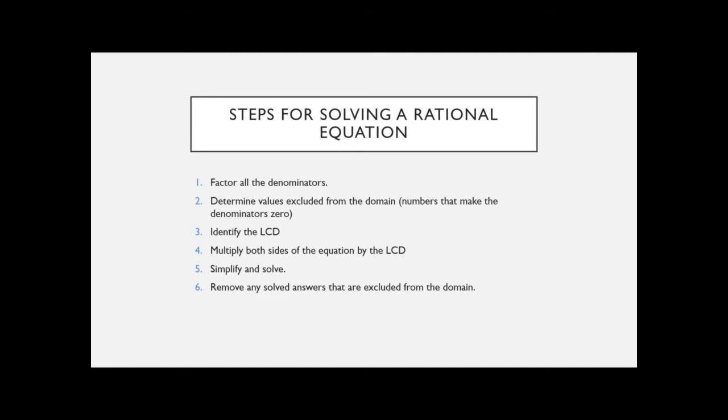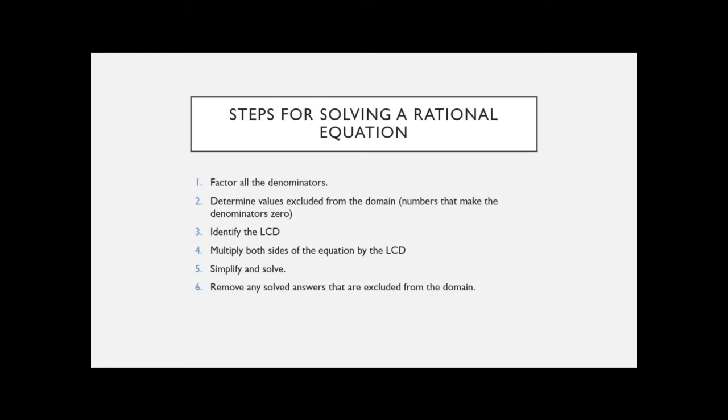You need to always determine what values are excluded from the domain. Basically, any number that makes the denominator 0 is not allowed, because we can't divide by 0. And that applies for regular rational equations and for the word problem types. You always need to make sure your denominator is not 0.